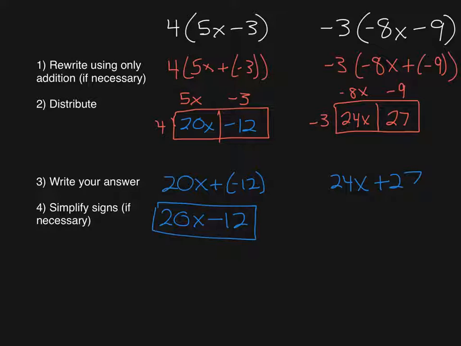Now step 4, simplify my signs. I only have one sign here. It just says plus 27. There's really nothing to fix because I don't have any subtraction or any addition of negative numbers there. So I have 24x plus 27, and this is my final answer. I cannot simplify this expression anymore.